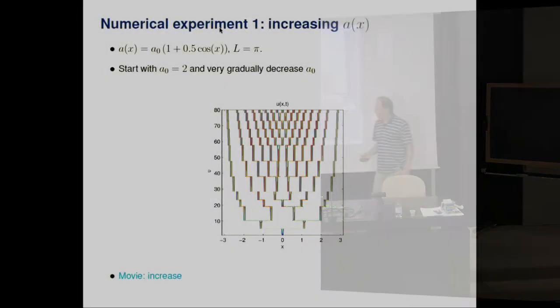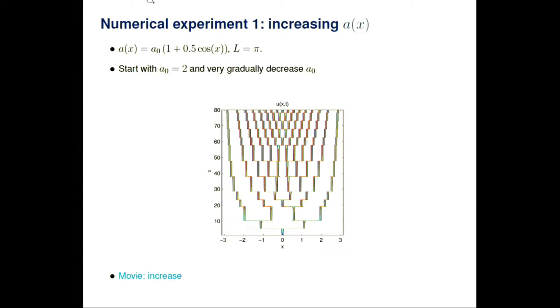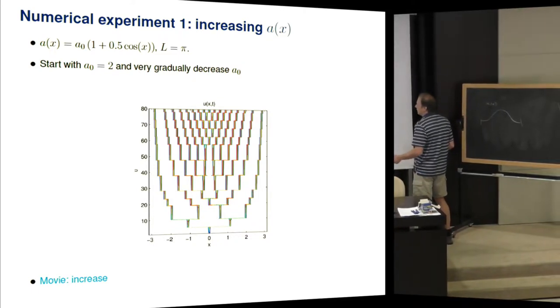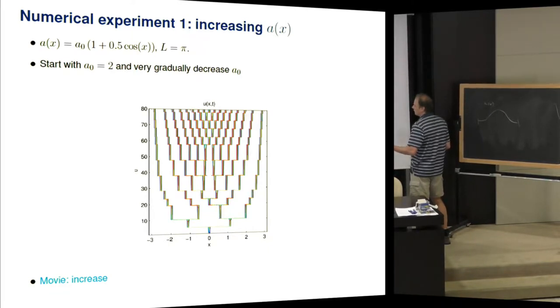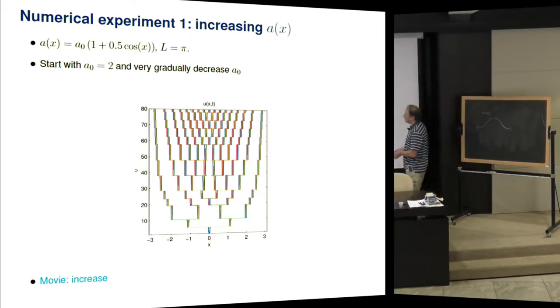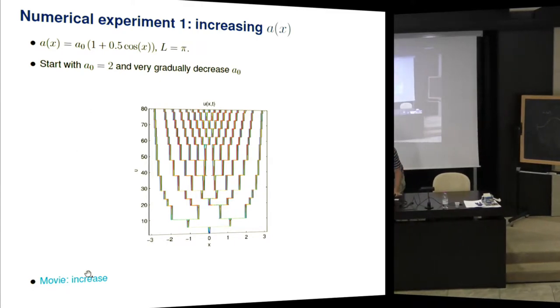Here's an example of what can happen in this model. Let me play this movie. Before I play the movie, I take this precipitation function to be such that there's more precipitation in the middle than at the edges. It looks something like this. Basically I'm increasing the overall precipitation, A0, and this is what I'm plotting on the vertical axis, and on the horizontal axis I'm plotting the actual solution for U of x. And there's pulse splitting, et cetera. I'll play the movie corresponding to this picture.